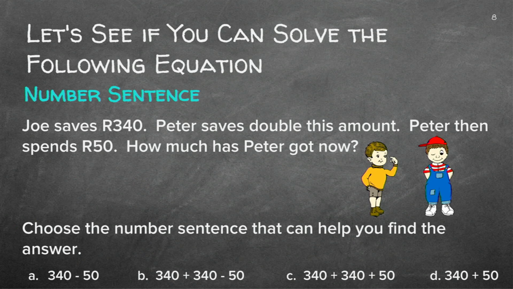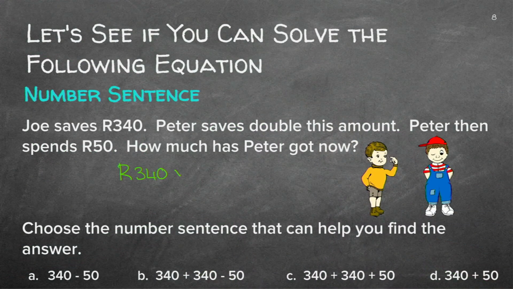Here you will see it's a different way that I asked the question. Joe saves 340 Rand. Peter saves double this amount. Peter then spends 50 Rand. How much has Peter got now? So, Joe started with 340 Rand, and this whole calculation is about Peter. They said Peter saves double this amount.